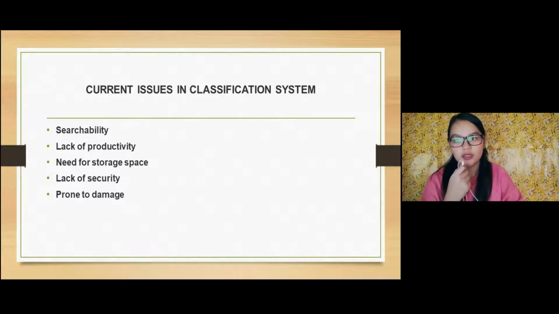The third one is the need for storage space. If the organization has been operating for a long time, they may already have filing cabinet after filing cabinet in the office. They probably have more storage rooms than before. The more time goes by, the more space they will need for the documents. This room could be used more efficiently as office space.